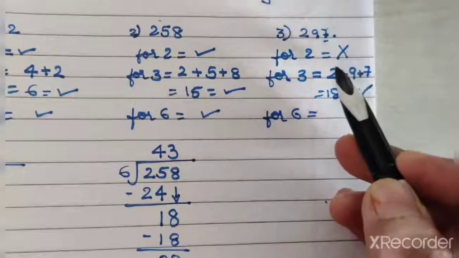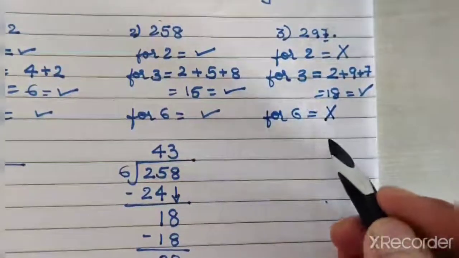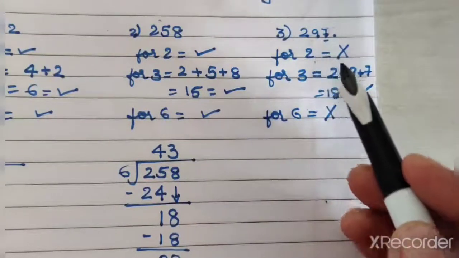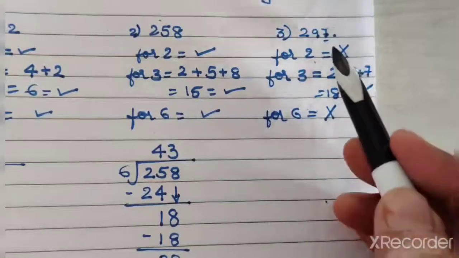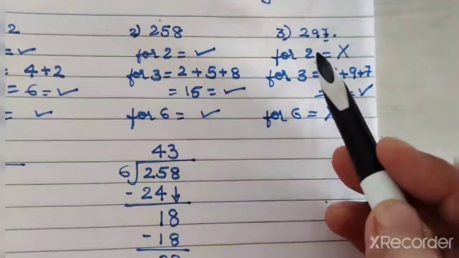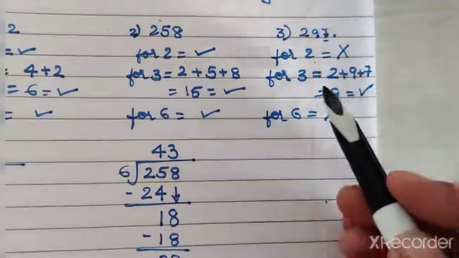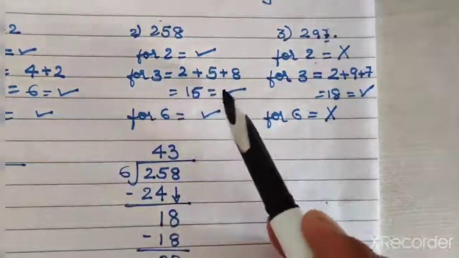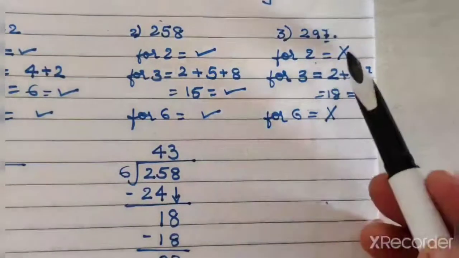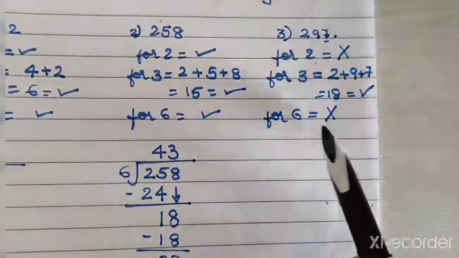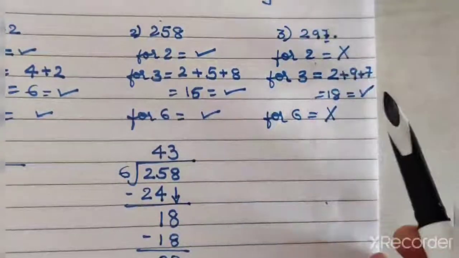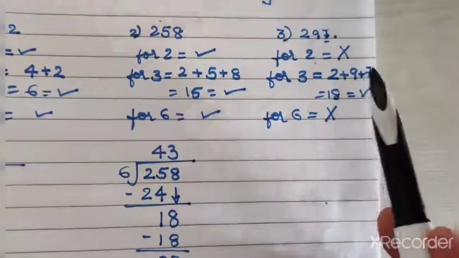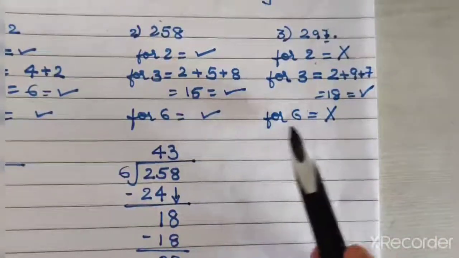Then it will surely be no for 6. Why? Because we want yes for 2 and yes for 3 also. If both tests of divisibility give you yes, then only for 6 it is yes. As we have seen in the earlier cases, 2 yes, 3 yes, then 6 yes. But here 2 no and 3 yes, so it will definitely be no. We want both tick marks for 2 and 3, then only it will be a yes for 6. If you get one no, that means it is surely no for 6.